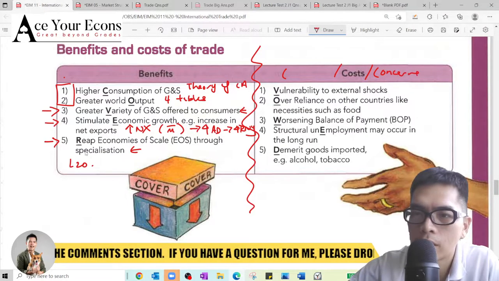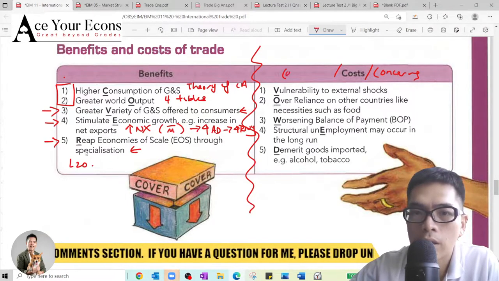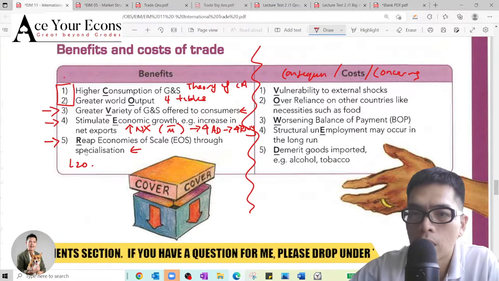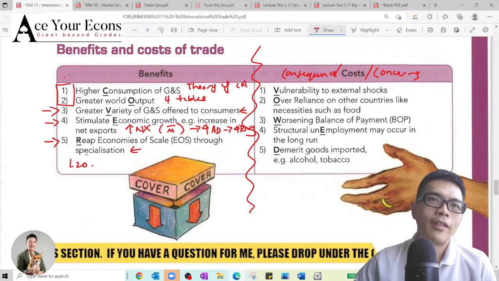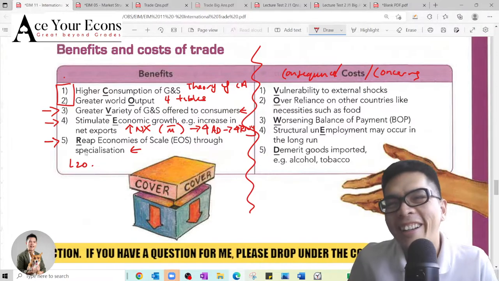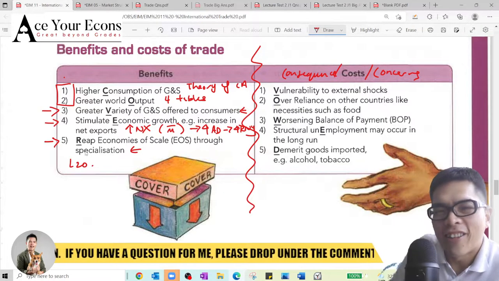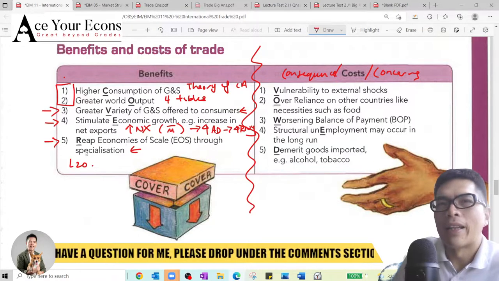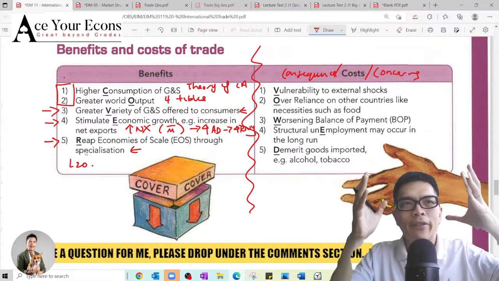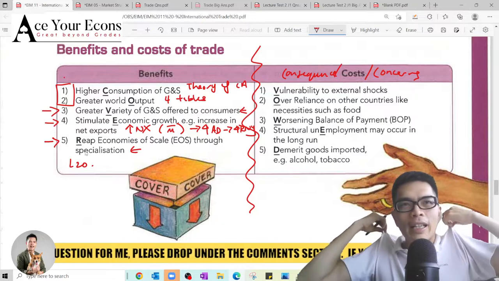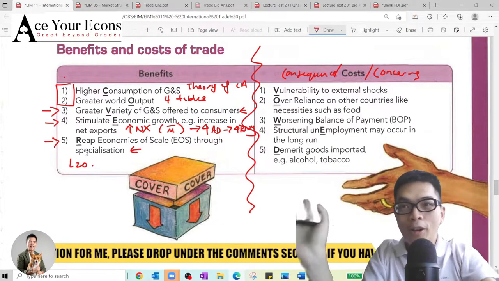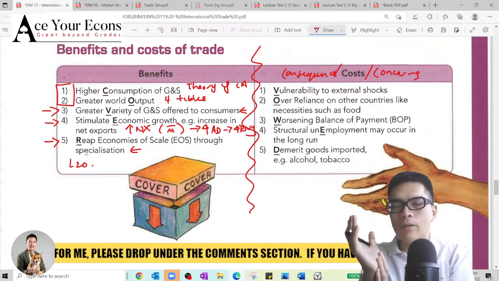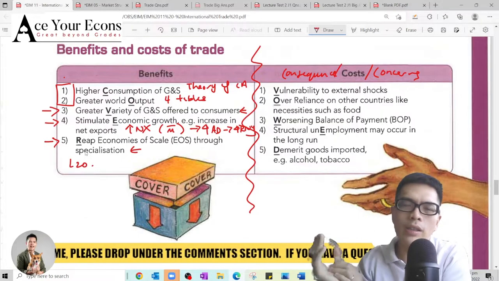Concerns. Consequence. Not constraint. Okay, consequence and constraint are two different concepts, but they belong to the same decision-making framework called rational decision-making. So no constraints here. We are looking at consequences, cause, and concerns.